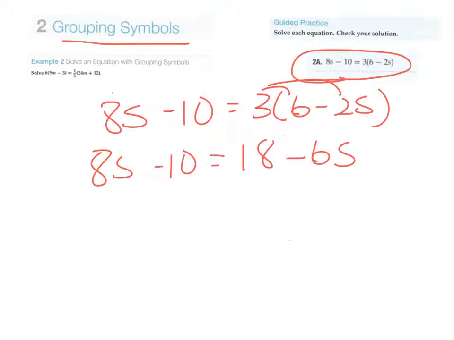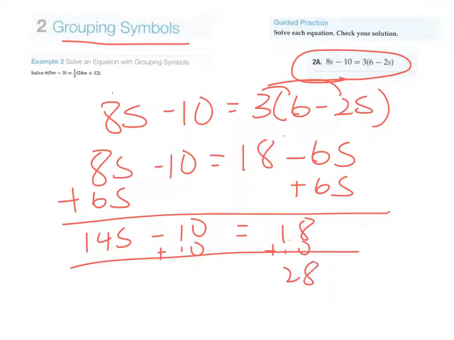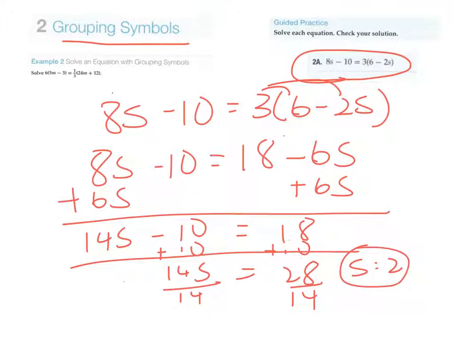Now I can move my letters to one side by changing the sign. This gives me 18 equals, and this happens to be 14s minus 10. So then I add 10 to both sides to solve my two-step equation. That's 28 equals 14s, divided by 14, and s equals 2, and I have my answer.